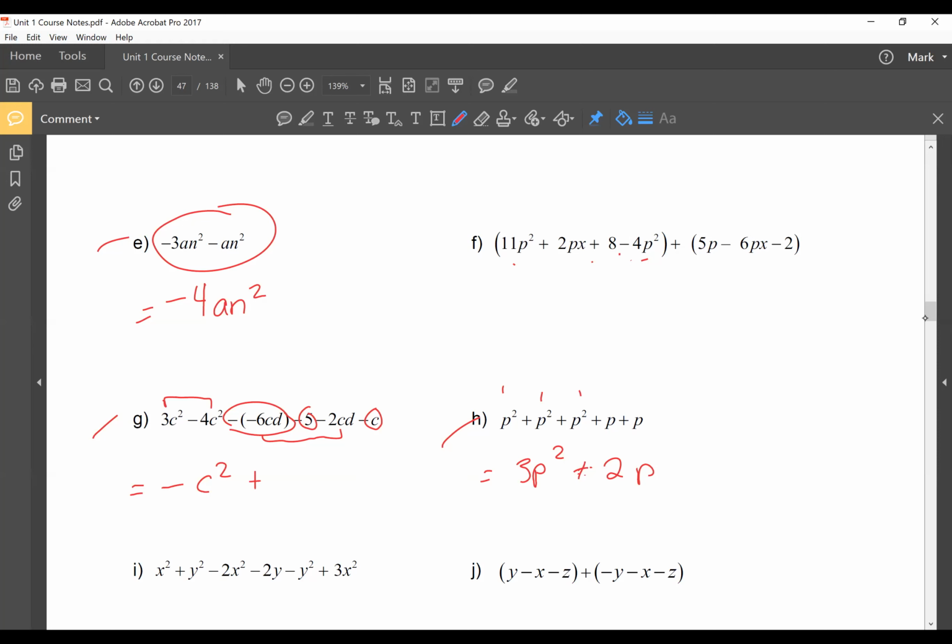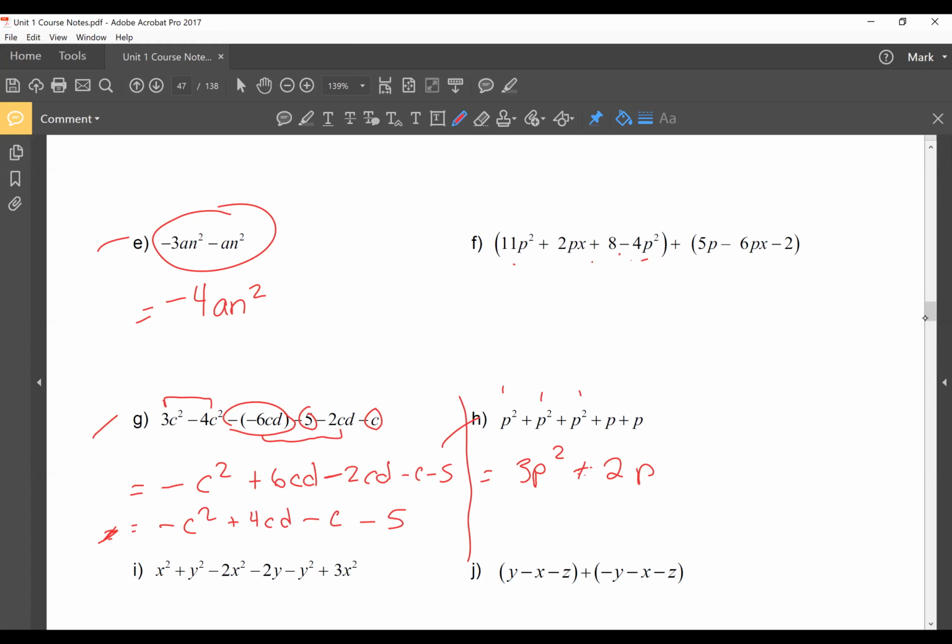Plus 6CD. Exactly. So I'm going to still keep my subtract sign there, and then I'm going to keep my C and my 5. You can't do anything with the C or the 5, so they stay the same. So my answer becomes negative C squared plus 4CD minus C minus 5.